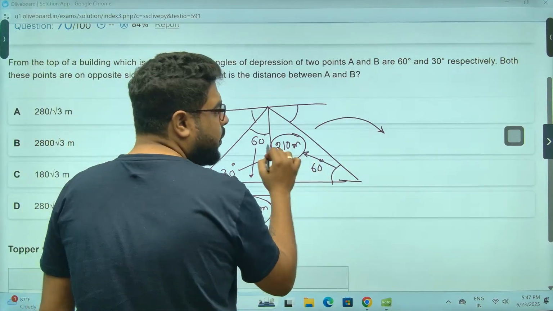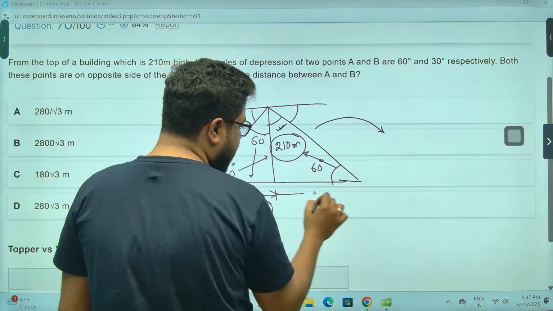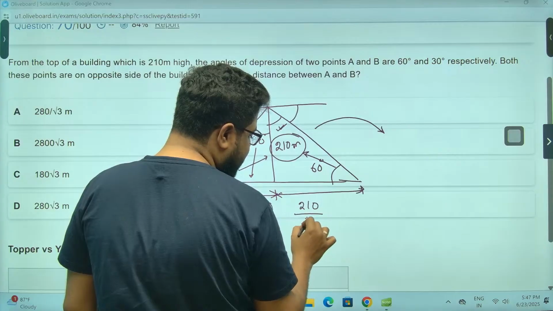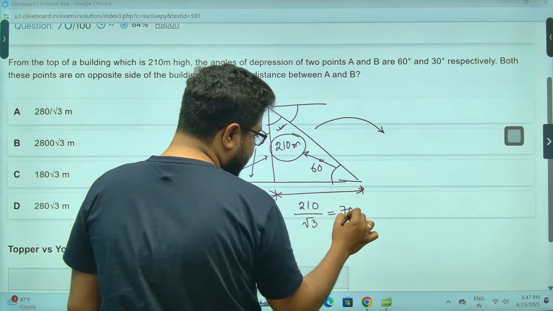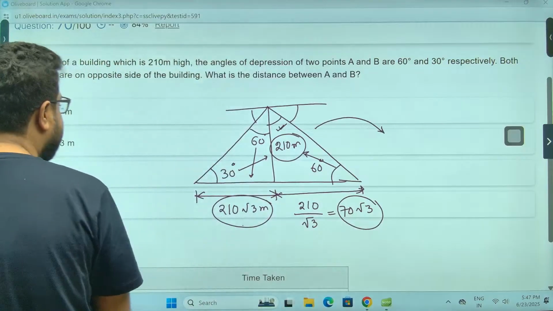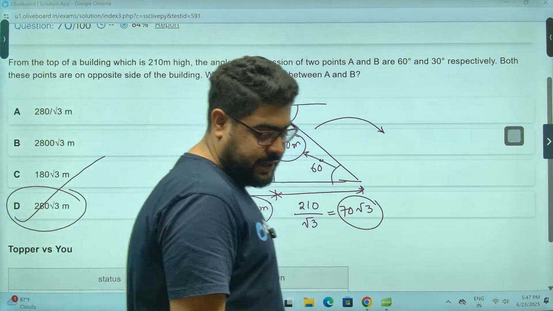So this is 60, opposite means root 3 units is this, and this is 30, so this will be 1 unit. 1 unit will be how much, sir? 210 by root 3 then. So it becomes 70 root 3. So your answer is 210 root 3, 70 root 3, 280 root 3. Option D, sir.